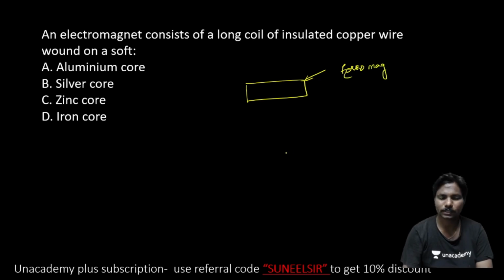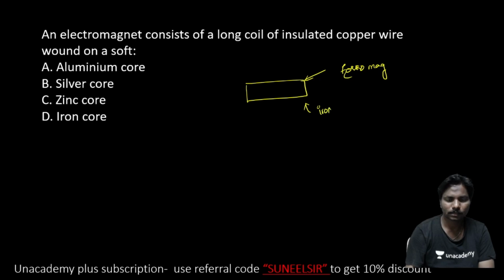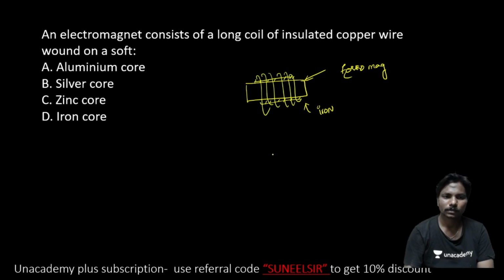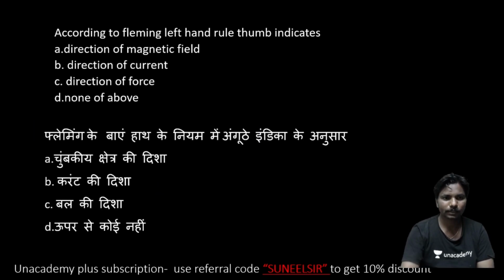Ferromagnetic materials are, for example, iron, cobalt, and nickel, and we have to take some insulation on that. Upon this, the wiring is copper. So that is the iron core. Iron core is used.